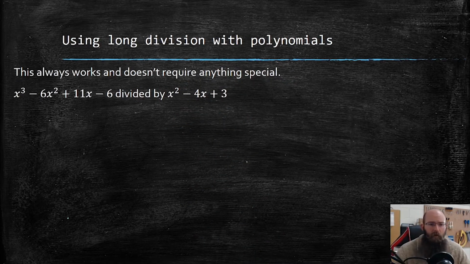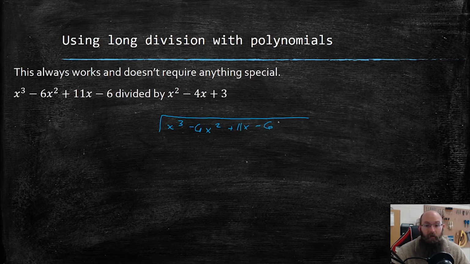All right, so here we're going to do some long division with polynomials, and I need to set all of this up correctly first. So I'm going to draw my little shape here, put my x cubed minus 6x squared plus 11x minus 6 underneath, and I'm going to put this chunk here off to the left, so the x squared minus 4x plus 3.